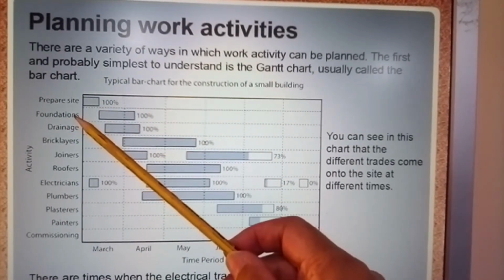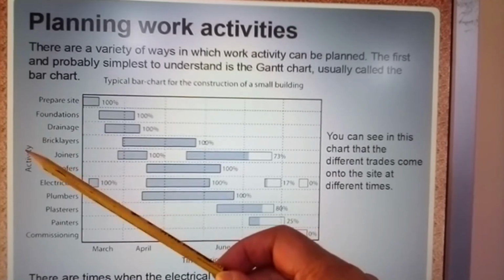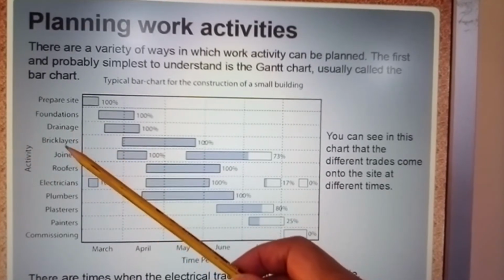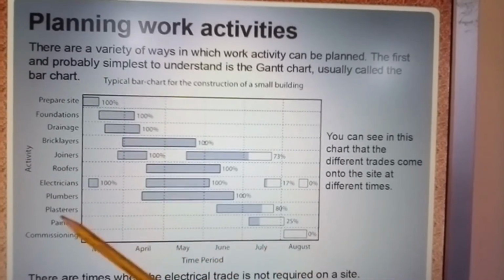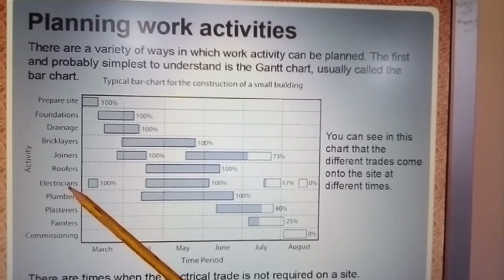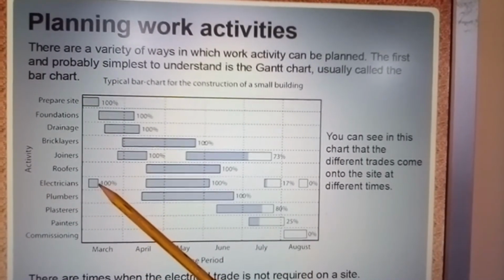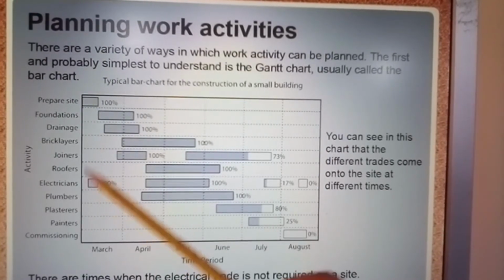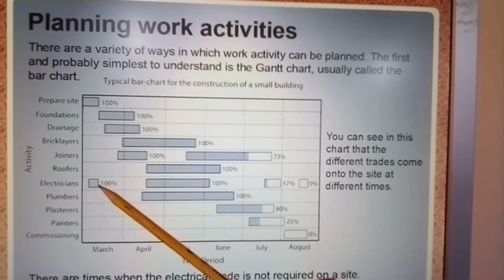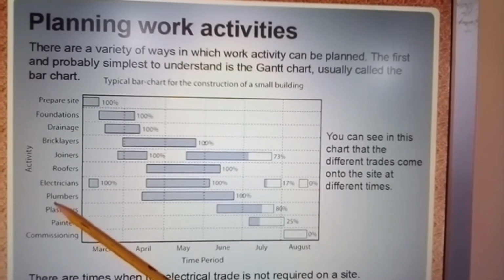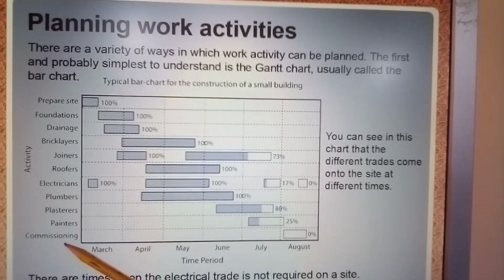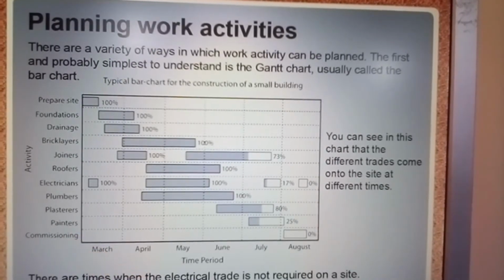Okay, so much time will be spent on preparing the site, and that is a fraction of 100%. So here again, the time it takes to lay your foundation, to do your drainage, the time the bricklayers will take, joiners, roofers, how long the electrician will take. Here is a short space for the electrician because these guys will bring in the temporary supply, and this is where they will then begin to do the full work. Okay, plumbers, plasterers, painters, and the actual commissioning.